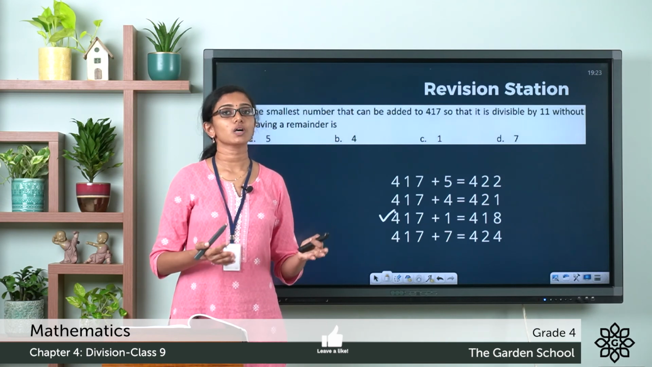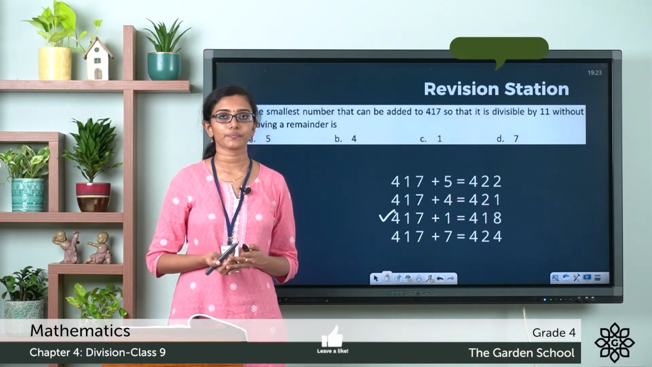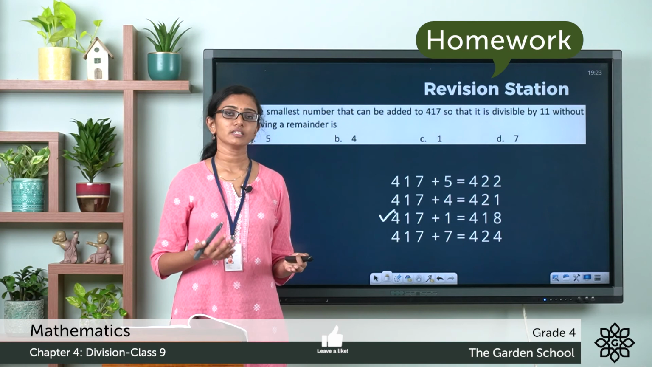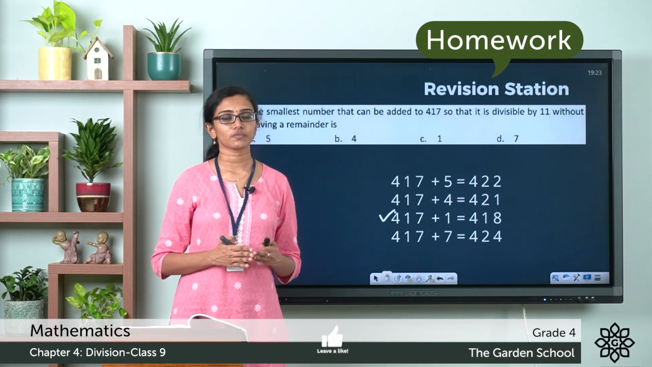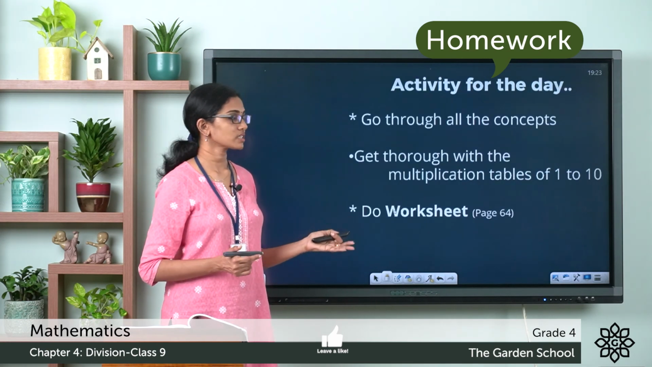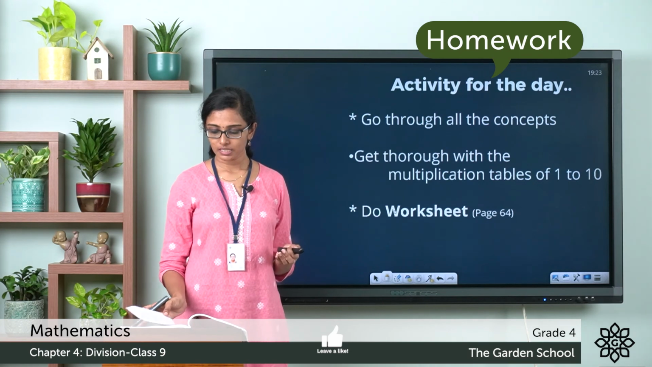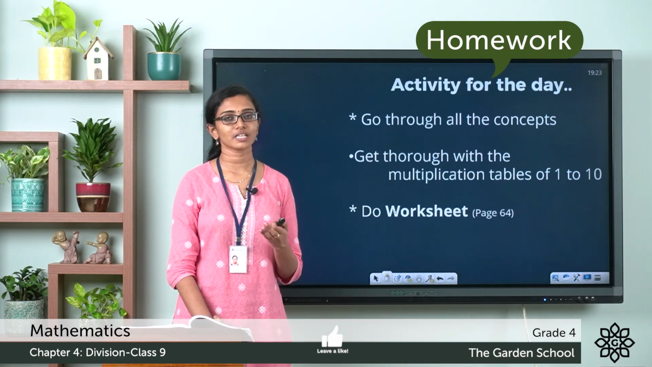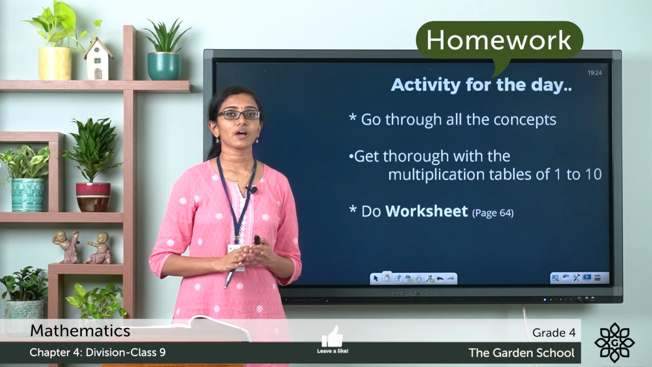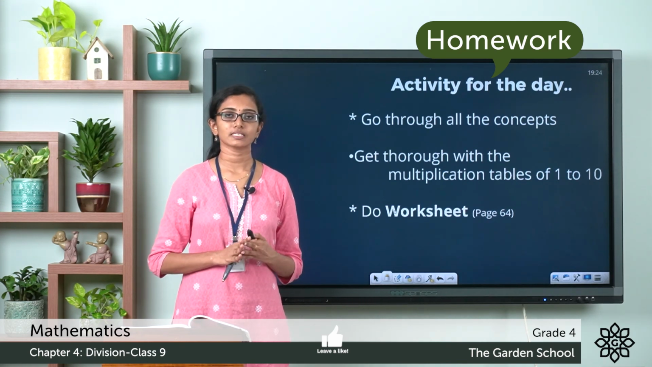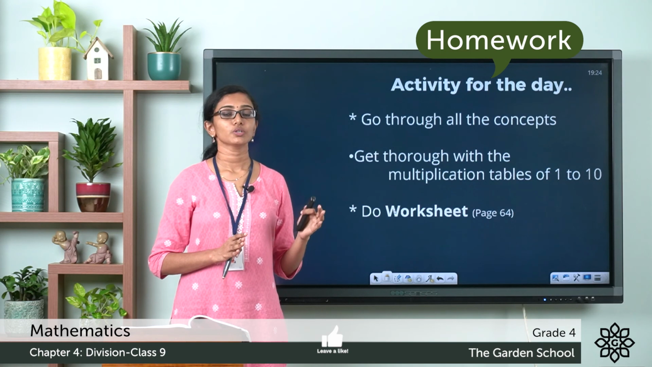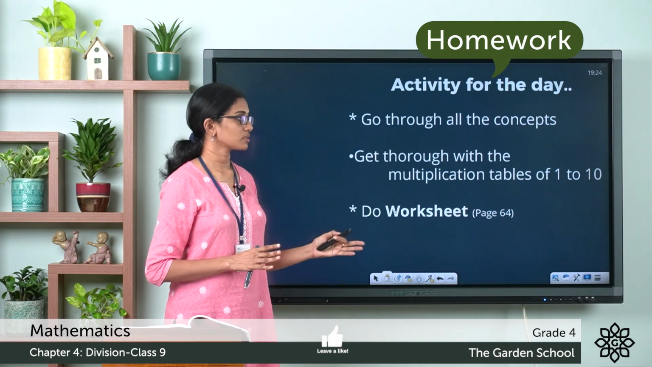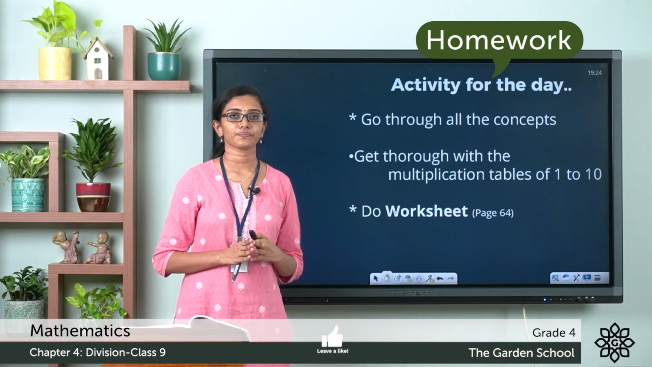Make sure you complete all these questions in your notebook. Once you have completed them, you can submit your answers through Microsoft Teams, and there is also a worksheet to be worked out, which is given on page number 64 of your textbook. Go through the worksheet and do accordingly. You also have to revise all the concepts you learned in this chapter and make sure you get thorough with the multiplication tables of 1 to 10.